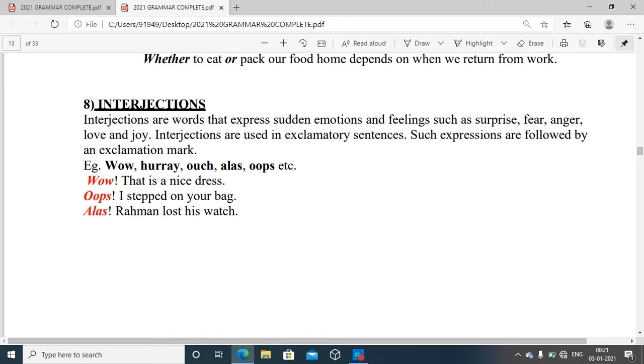I stepped on your back. That's a very negative event. So obviously we need an interjection that shows some negative feeling in connection with that event. Alas, Roman lost his watch. Hooray is an interjection that talks about happiness. You can never say, hooray, Roman lost his watch. It's wrong. So alas is about feeling sorry for him. Alas. With that, you can mention the feeling for the person who lost his watch.